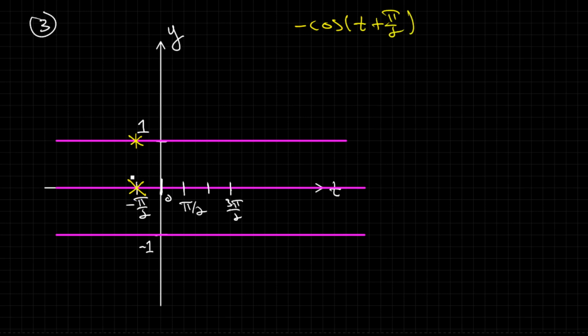So the graph is going to start at the bottom, this bottom line here. Then it will go to the midline, then to the top, then to the midline, then to the bottom, and will connect with a smooth curve.